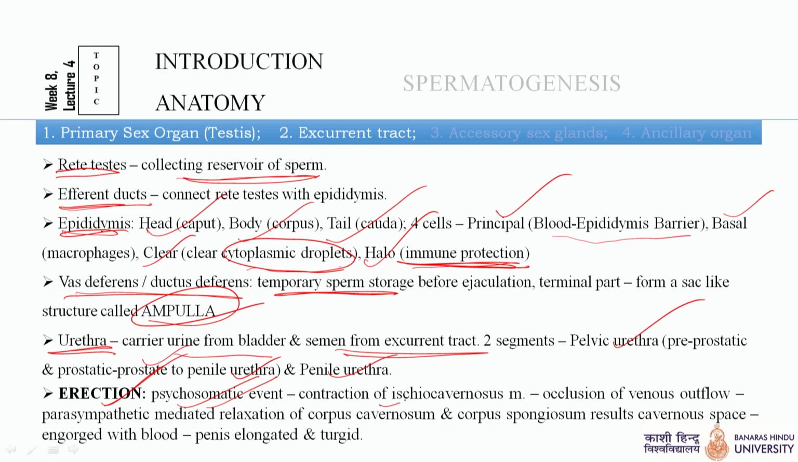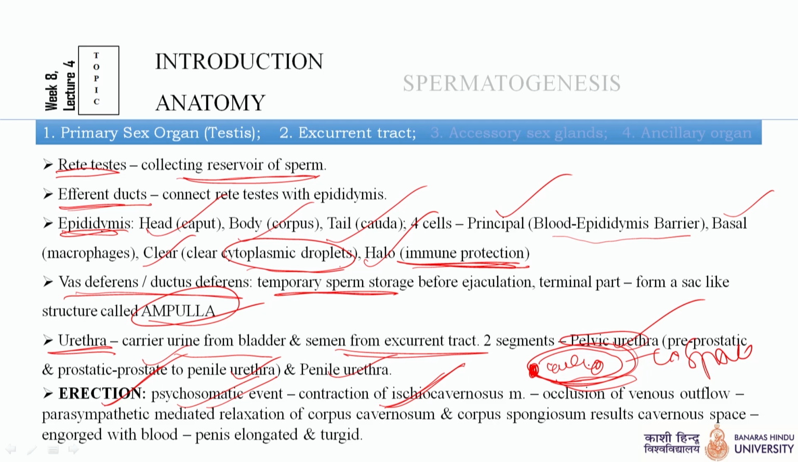So, it causes contraction of the ischiocavernosus muscle. Once it contracts, as a result, the venous outflow is blocked, so blood gets accumulated. Now, this leads to parasympathetic-mediated relaxation of the corpus cavernosum and corpus spongiosum muscle. This creates a space, called the cavernous space, and in this cavernous space the blood is present. So it is engorged with blood, and as a result, the penis is elongated and turgid.